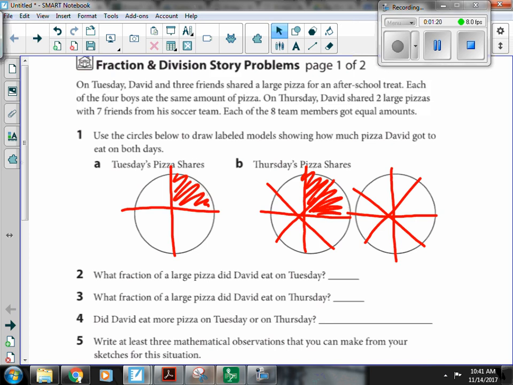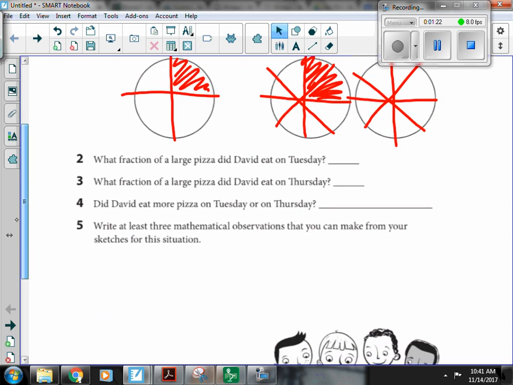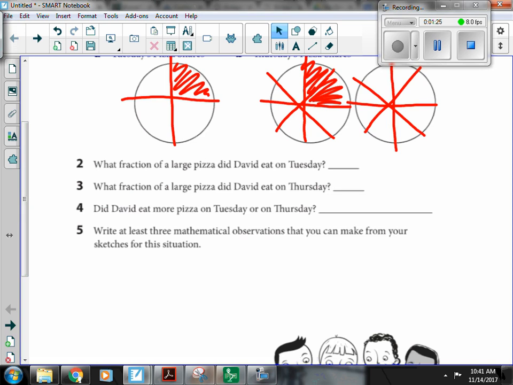Then let's look at our questions. What fraction of the large pizza did David eat on Tuesday? Well, he got 1 out of the 4 pieces, so he got 1/4. What fraction of a large pizza did David eat on Thursday? Well, on Thursday he got 2 pieces out of the 8 slices, so he got 2/8. Number 4 says, did David eat more on Tuesday or on Thursday?